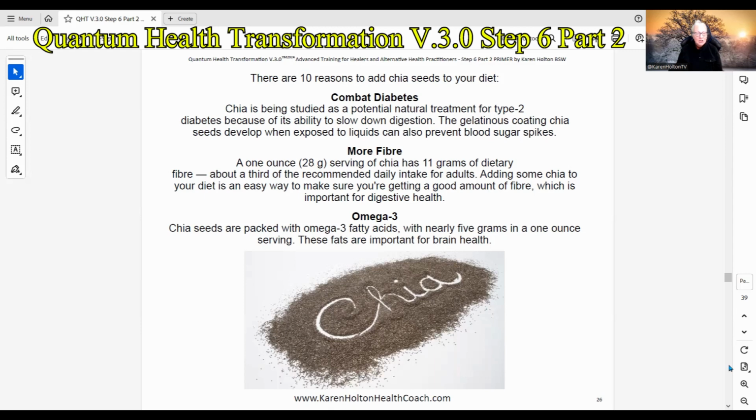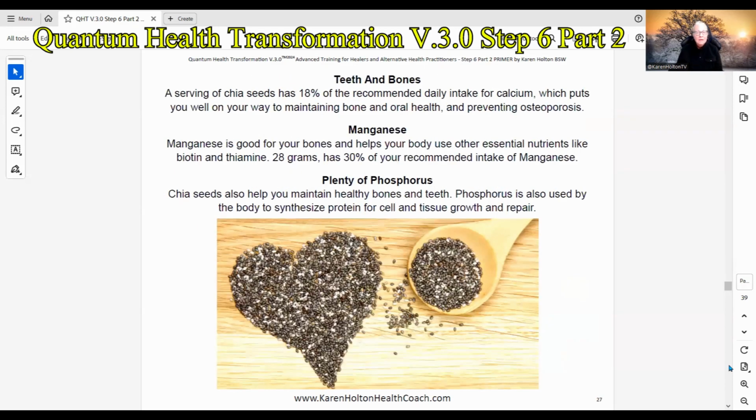Omega-3. Chia seeds are packed with omega-3 fatty acids, with nearly 5 grams in a 1 ounce serving. These fats are important for brain health. Teeth and bones. A serving of chia seeds has 18% of the recommended daily intake for calcium, which puts you well on your way to maintaining bone and oral health and prevents osteoporosis.